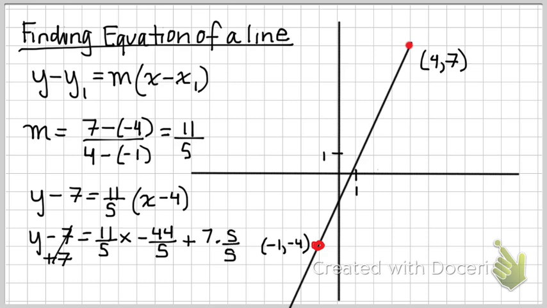So when I add 7, I get a common denominator by doing 5 over 5. And I get minus 44 plus 35, which is minus 9 over 5. And that's it. So that's finding the equation of a line given the graph.